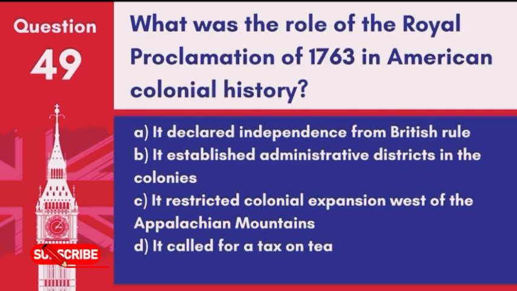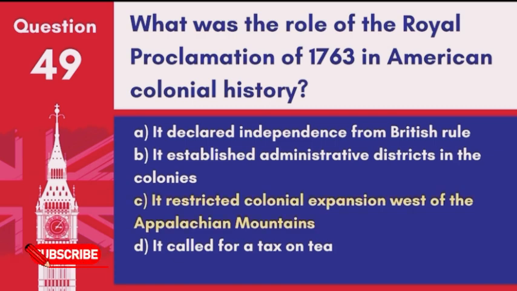Question 49. What was the role of the Royal Proclamation of 1763 in American colonial history? A. It declared independence from British rule. B. It established administrative districts in the colonies. C. It restricted colonial expansion west of the Appalachian Mountains. D. It called for a tax on tea.